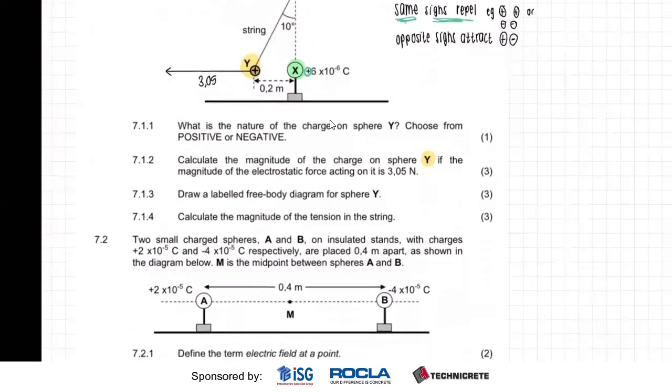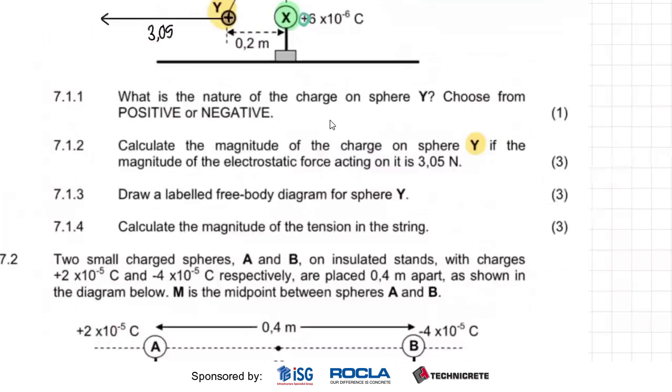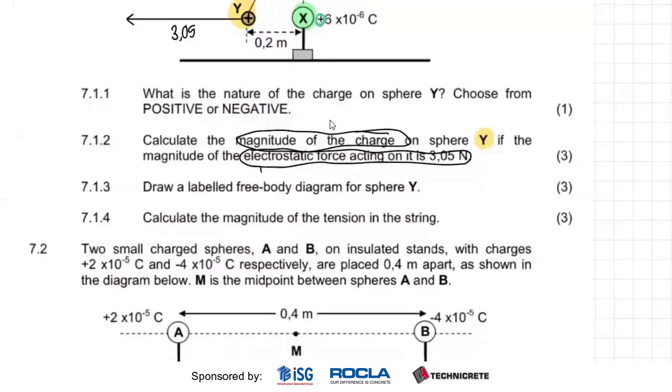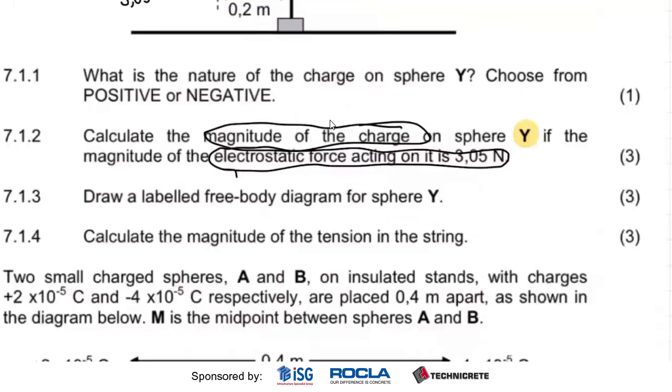And this is the magnitude of the electrostatic force. So we're given the electrostatic force is 3.05 newtons, and we're looking for the magnitude of the charge on sphere Y. So if we look at our formula sheet, the charge is Q and the electrostatic force is F.